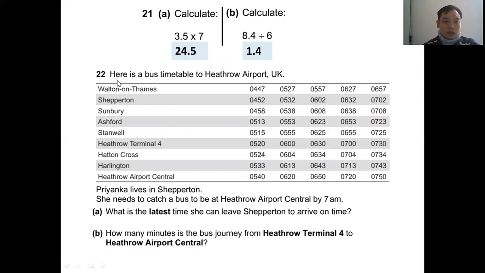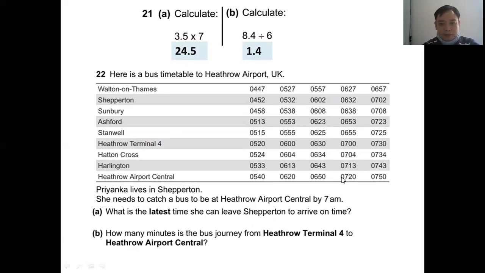Question 22. Here is a bus timetable to Heathrow Airport, UK. Priyanka lives in Shepperton. She needs to catch a bus to be at Heathrow Airport Centre by 7 a.m. What is the latest time she can leave Shepperton to arrive on time? Now, she needs to get to Heathrow Airport Centre at 7 a.m. So here is the Heathrow Airport Centre, and this is the time for the bus to arrive there.